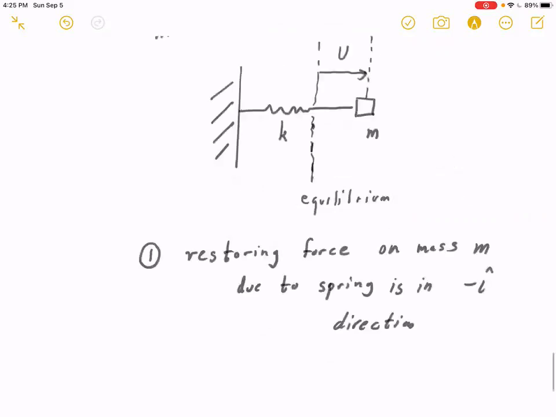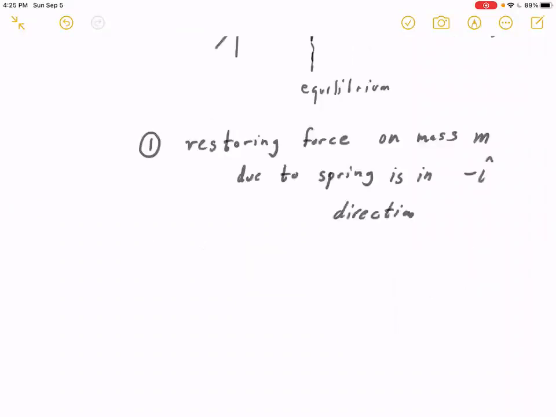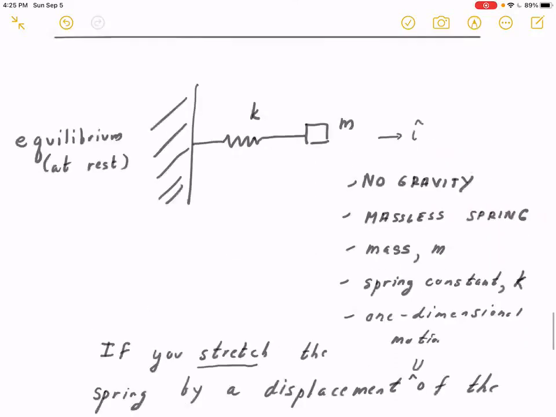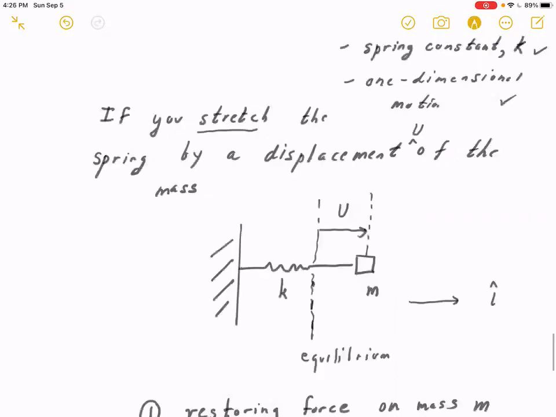So you pull this out, plus i hat direction, the spring is going to want to restore the system or pull it in the minus i hat direction. And this comes from reality. These are experiments that you can actually do, provided you can make these approximations work. You may have to play with these a bit.